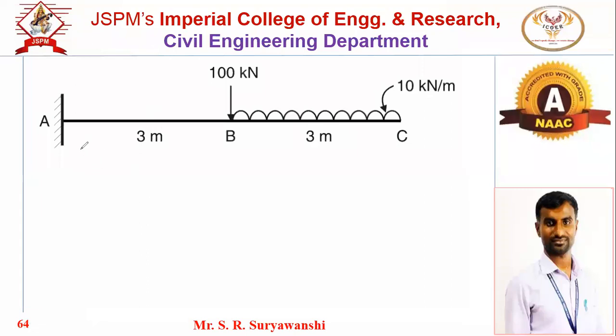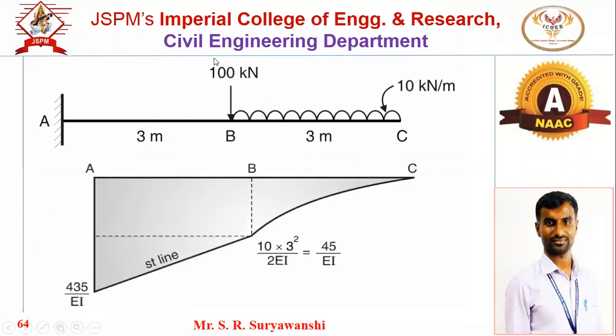Now, can you tell me what is the nature of M by EI diagram? What is the nature of BMD for this particular loading diagram? Is it a combination of parabolic curve and the trapezium, or a combination of parabolic curve and the triangle? Now see here. So this will be parabolic curve, no doubt, for that UDL portion of 3 meter.